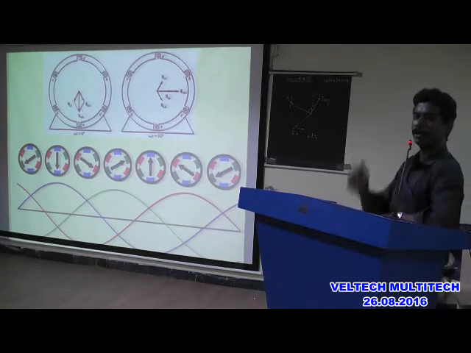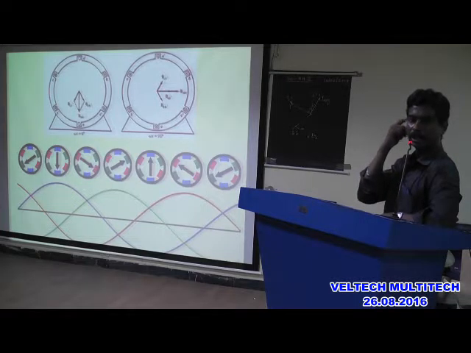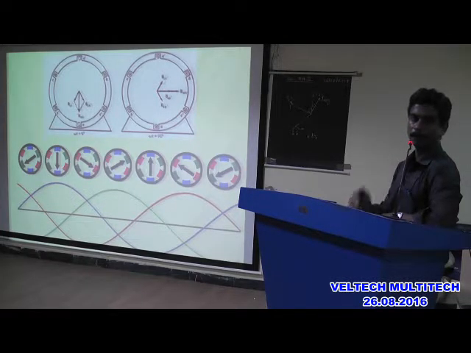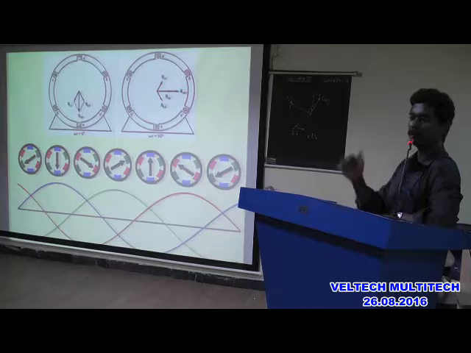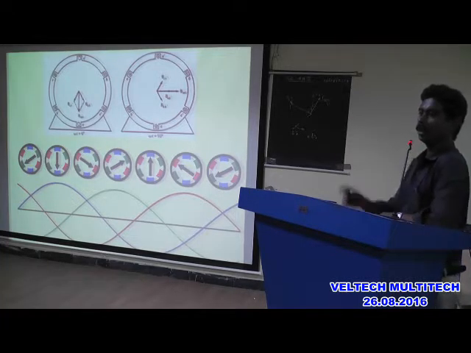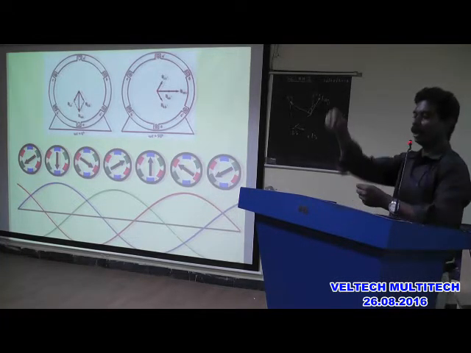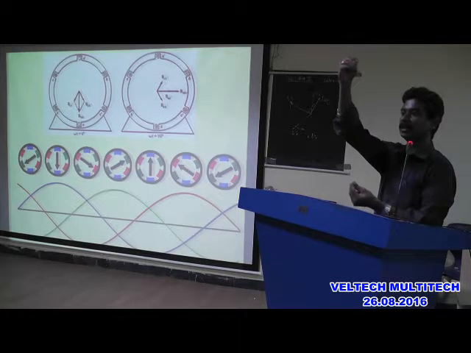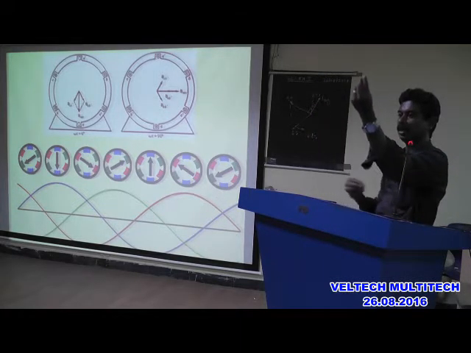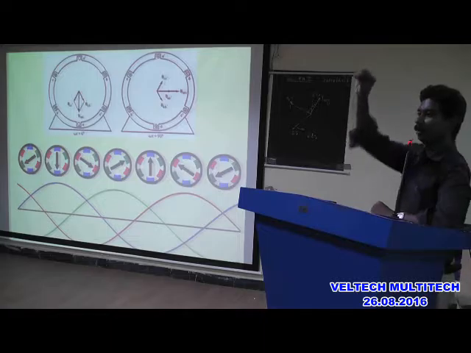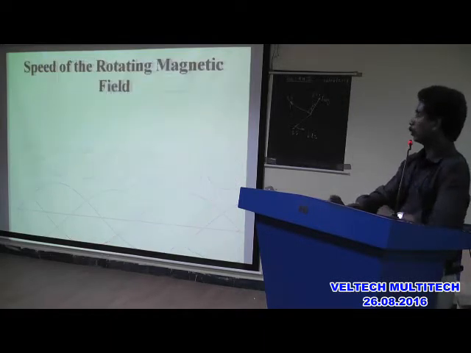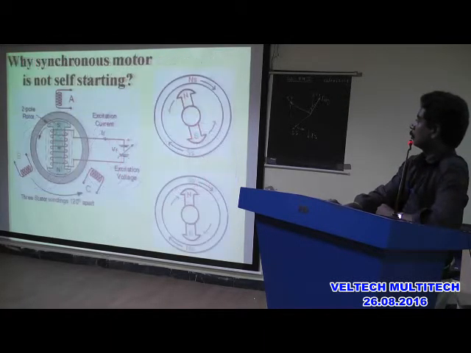You know the magnitude of the rotating magnetic field: it is 3/2 phi m, that is, 1.5 times the maximum flux. The magnetic field will rotate. If you have a permanent magnet, N and S, and you rotate it like that, that is also a rotating magnetic field, as you are rotating the magnet. Now the speed of the rotating magnetic field.